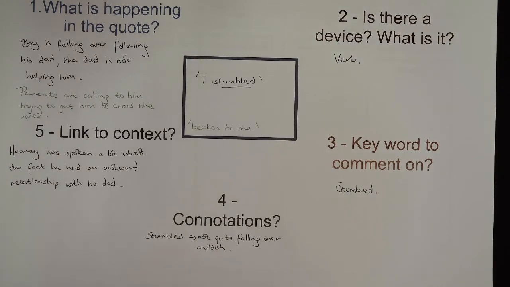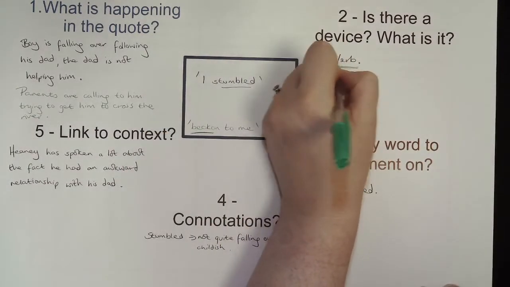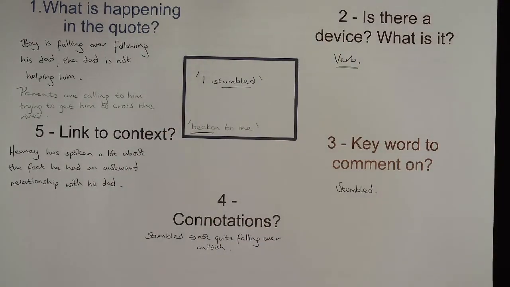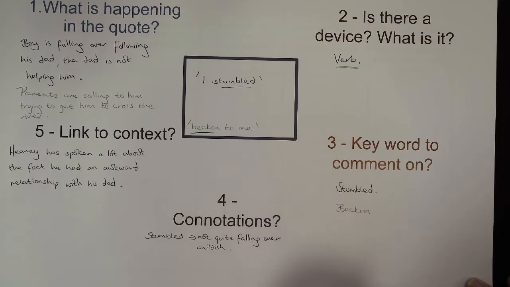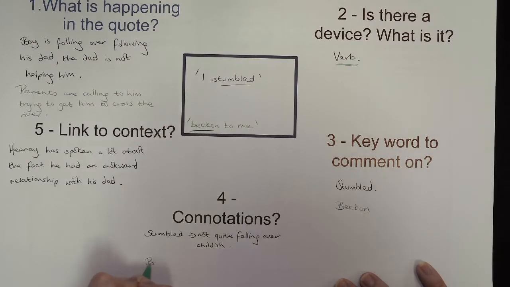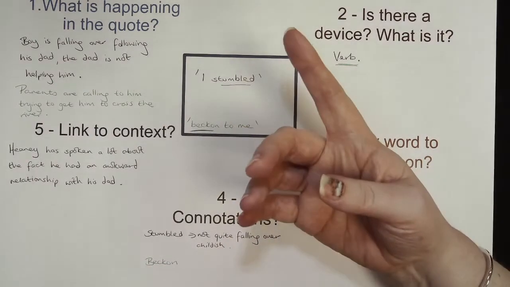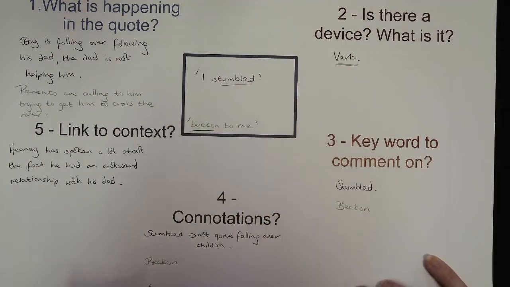Is there a device? Well, yes. "Beckon" is a verb as well. So both of them have a verb. So already before I start my paragraph, I have a similarity. What is the key word? Well, the key word I'm using is "beckon". And then for connotations, just in case you're not sure, when you beckon to someone, it's when you sort of call them with your finger like that.